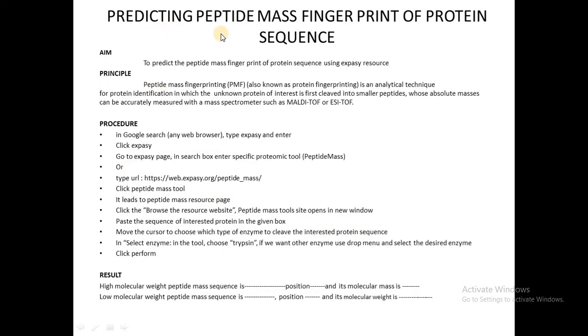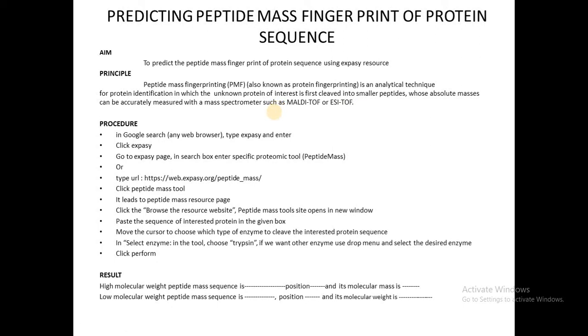Second one is we can find out the peptide mass fingerprint of a protein sequence. Peptide mass fingerprinting is also known as protein fingerprinting. It is an analytical technique for protein identification in which the unknown protein of interest is first cleaved into smaller peptides whose absolute mass can be accurately measured with mass spectrometers such as MALDI-TOF or ESI-TOF. So this is the way we are able to identify the peptide mass.